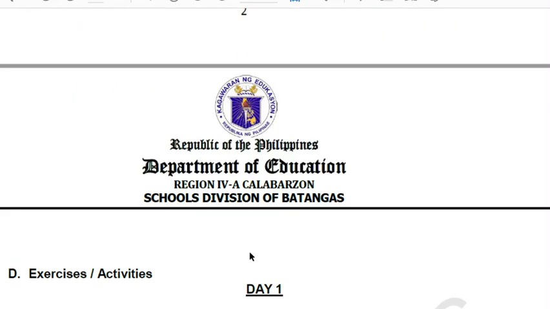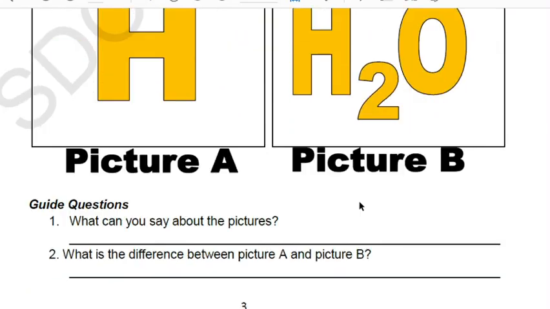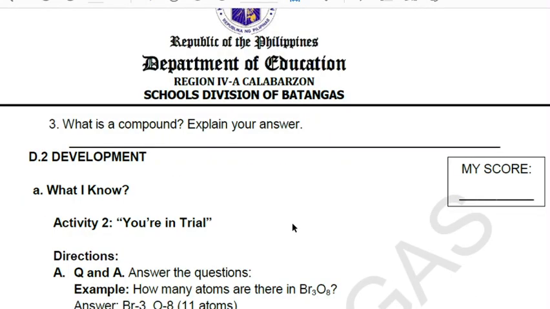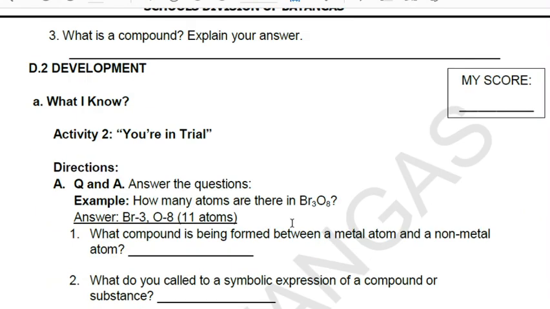Now, let's try to do the activities here. Activity 1 is just picture analysis. Then for activity number 2: how many atoms are there in Br3O8? Since a chemical formula also tells us the number of atoms by the subscripts given for each element, we can find out how many of these atoms are present in the compound. Br is for bromine and O for oxygen. So there are 3 bromine atoms and 8 oxygen atoms. All in all, there are 11 atoms in tribromine octaoxide.